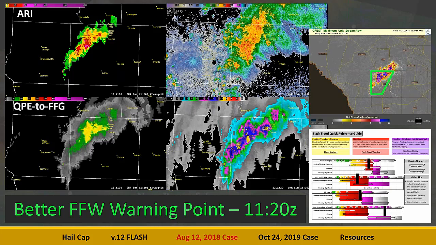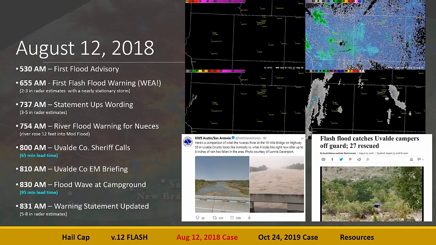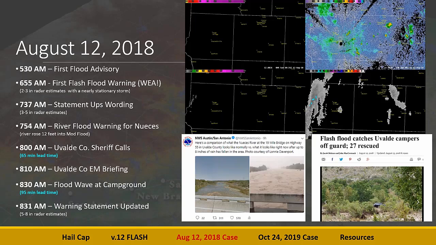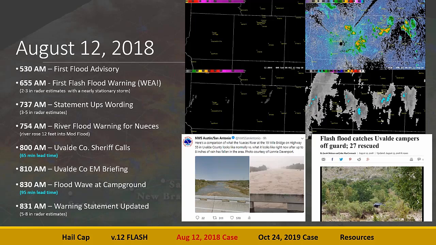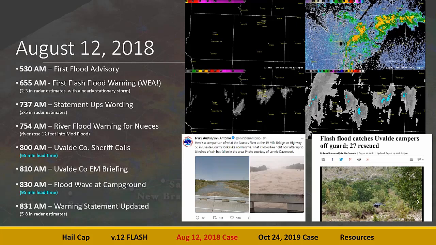So these are the better values, a little bit lower QPE to flash flood guidance ratio, but still over 100%. And again, this stuff is training over the same area. And basically I was like, this is kind of the better place. Now, ultimately at the end of the day, it worked out because my warning still gave about an hour of lead time before our first call from the Uvalde County Sheriff, and an hour and a half from when the flood wave along the Nueces River actually hit two different campgrounds.